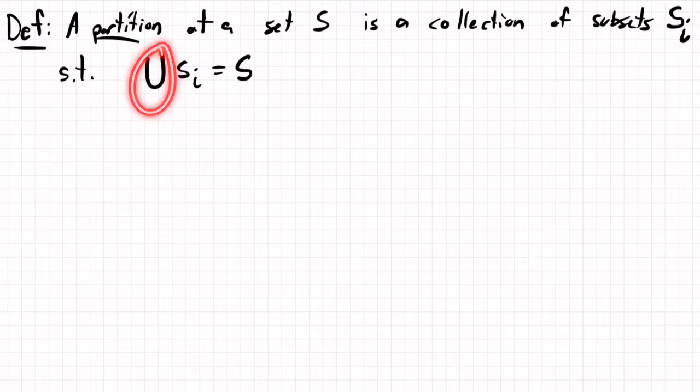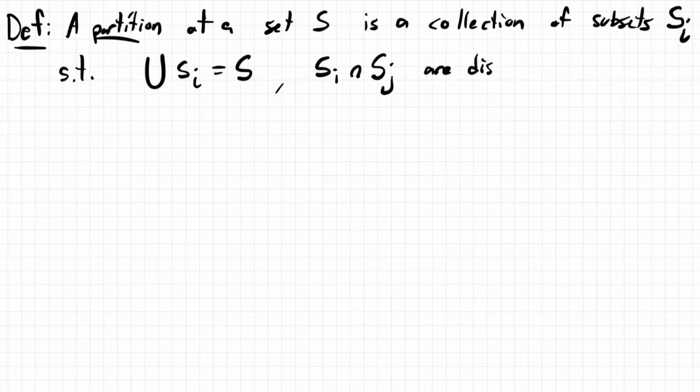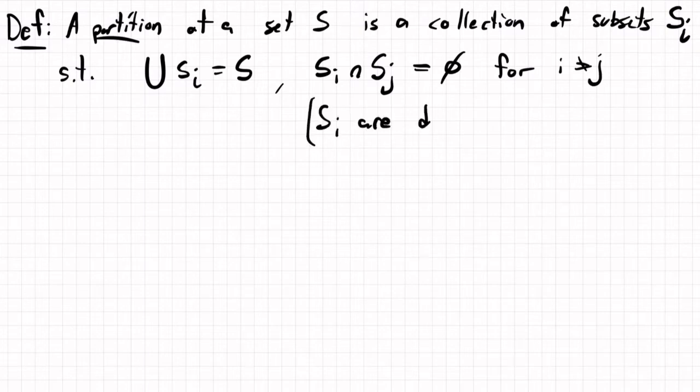So this big U is my union, and the S_i are disjoint. That means that S_i intersect S_j is the empty set for i not equal to j. That's the same thing as saying the S_i are disjoint.